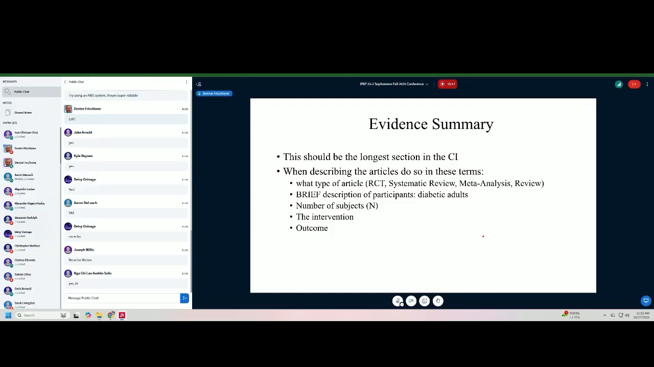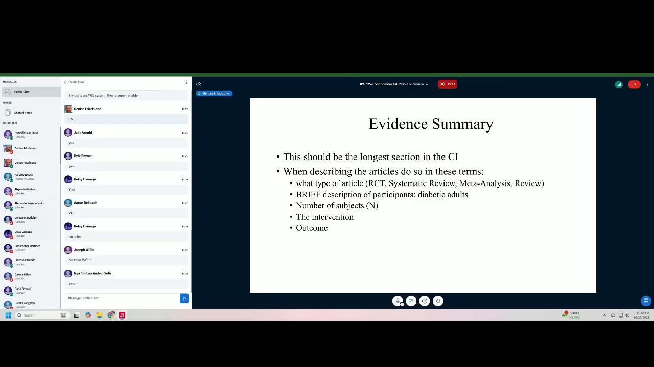To do a systematic review or a meta-analysis requires a very standardized process, whereas just plain old reviews are a little bit more loosey-goosey, and you get to have a lot more creative freedom in the writing of that kind of article.